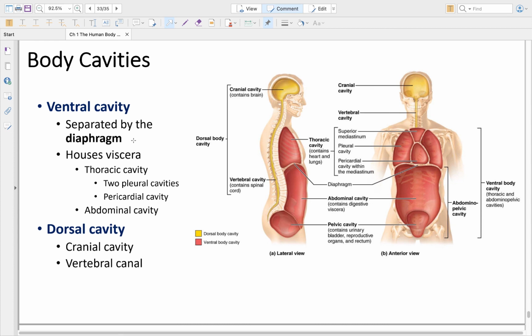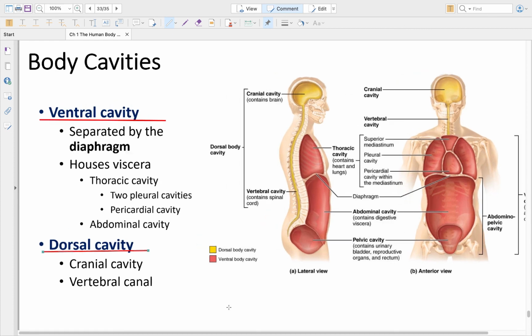Okay, first cavity, the ventral cavity. Okay, and then we have the dorsal cavity. So remember when we talked about ventral, what did ventral mean? Okay, ventral meant the front and dorsal means the back. So this is a great example of utilizing that terminology that we just learned. So let's take a look at the ventral cavity. I'm going to zoom in on it.